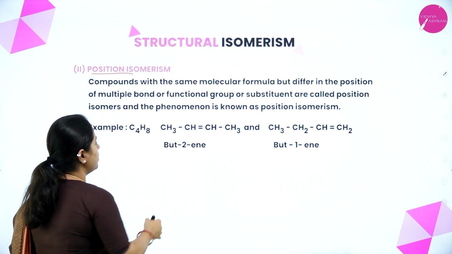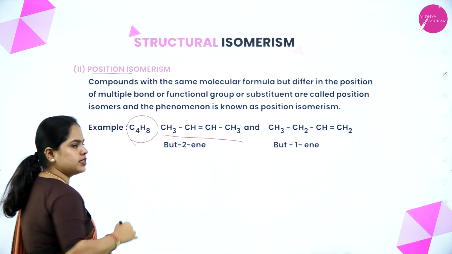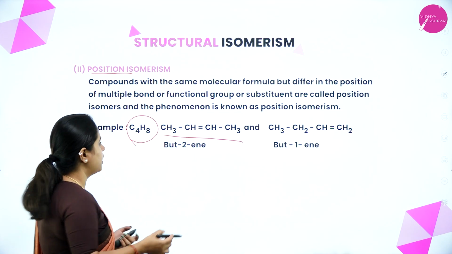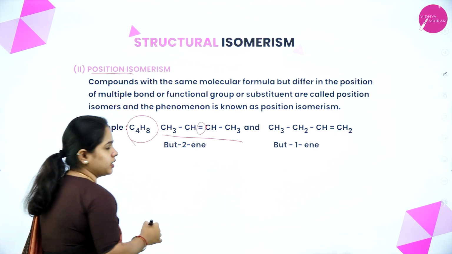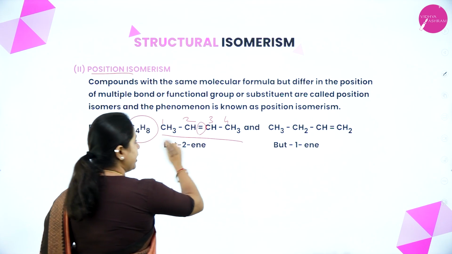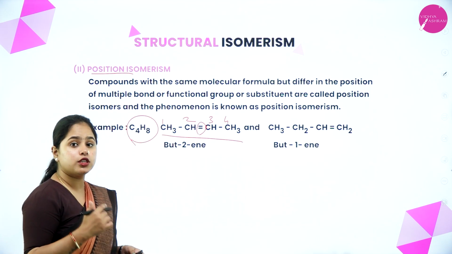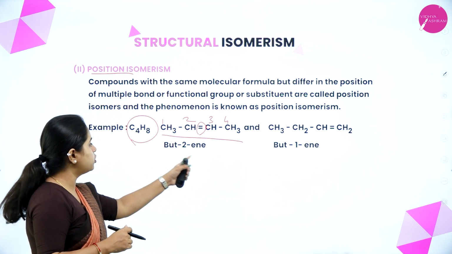Let's take an example. The first compound you can see, the molecular formula is C4H8. There are 4 carbon atoms and 8 hydrogen atoms. In the first example, as you can see, a double bond is present here, so it is an alkene, right? If I number it 1, 2, 3, 4, I can number it in either direction because it is symmetric. It is but, and on which carbon atom is it present? Second carbon atom. So but-2-ene.